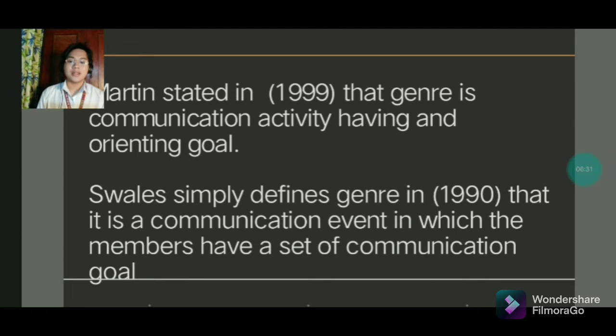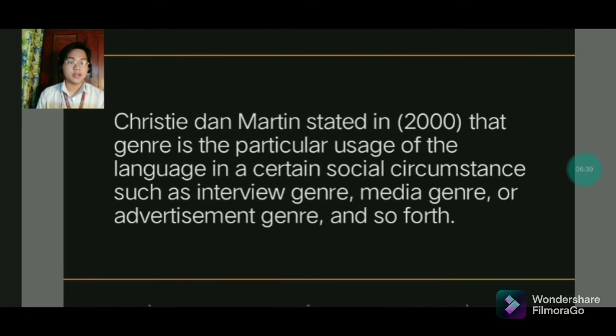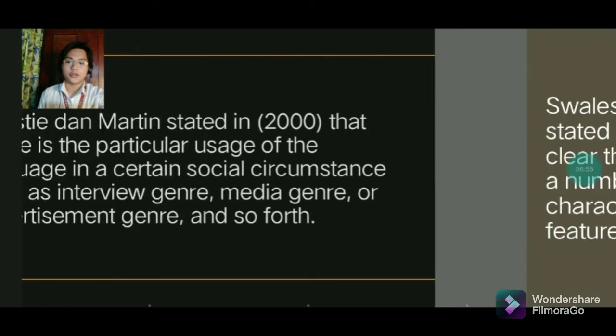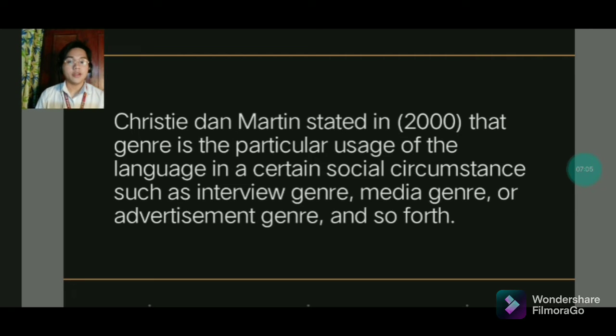So the different context then tends to lead to different genre. In line with the concept of genre, Christian Dan Martin stated in 2020 that genre is the particular usage of the language in a certain goal, in a certain social circumstance, such as interview genre, media genre, or advertisement genre, and so forth. So referring to the previous definitions, genre is a kind of text, either oral or written, in which there is a relationship between language and its social function.